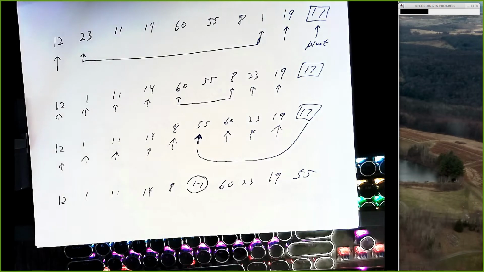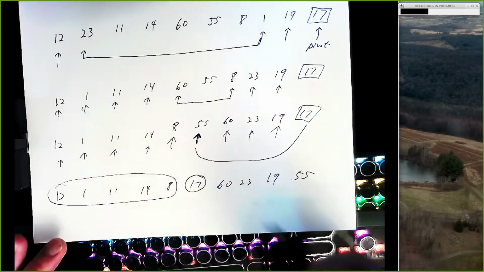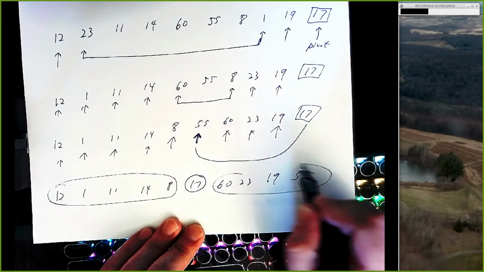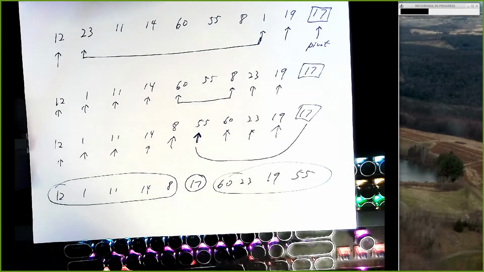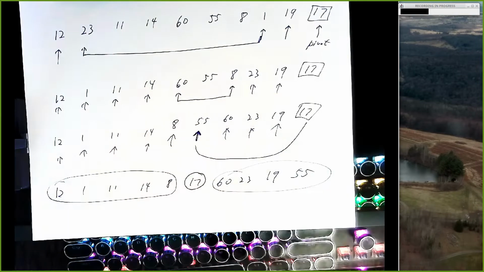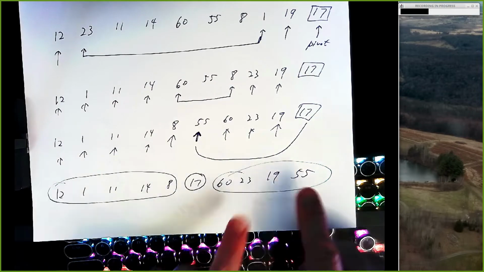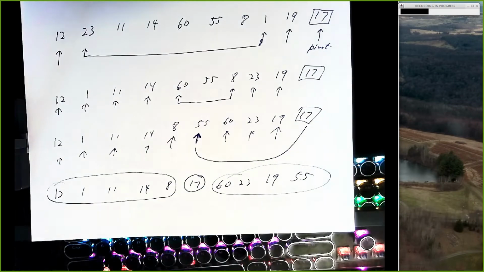And so 17's in the right spot, but the really glorious thing is all of these numbers are smaller than 17. All of these numbers are bigger than 17. Well, this is a smaller list than our original. This is a smaller list than our original. So how do we finish the sort? Just sort this and sort that, and we're done.